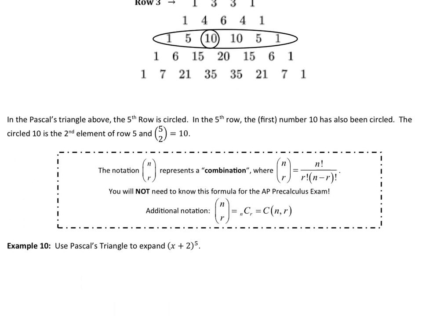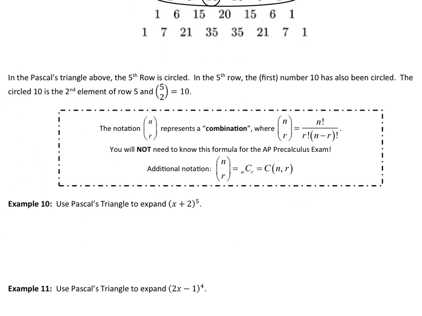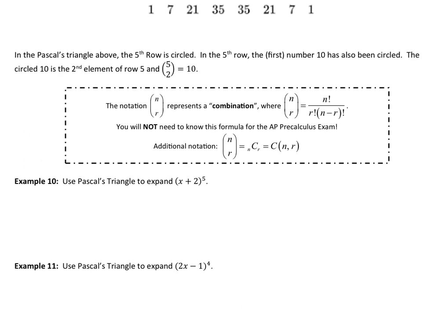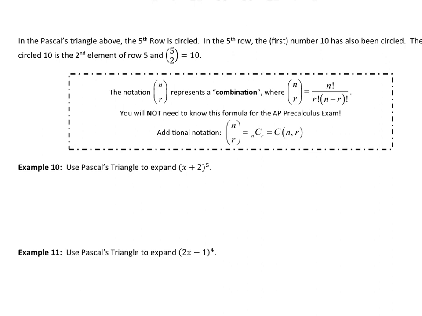Again, this is talking about the formula, which you don't need to know for how this came about, but if you're curious, it's called a combination of numbers and it utilizes the factorial. If you're interested, when I come back, you can ask me more about this. But what I need everyone else to be able to do is use Pascal's triangle and the binomial theorem to expand x plus 2 to the 5th power.